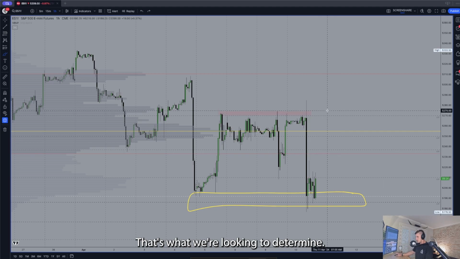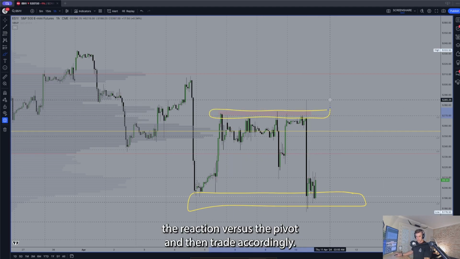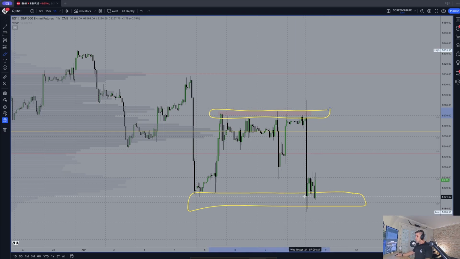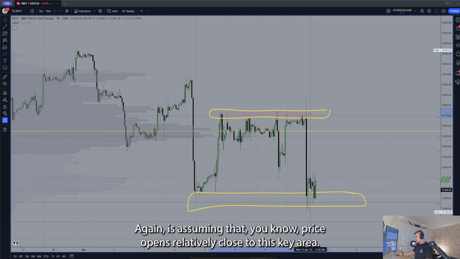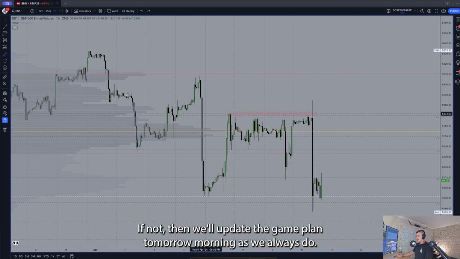That's what we're looking to determine. Much like this morning, I was saying, we just want to see the reaction versus the pivot and then trade accordingly. That's what we'll be looking at for tomorrow's session as well. Again, this assumes that price opens relatively close to this key area. If not, then we'll update the game plan tomorrow morning as we always do.